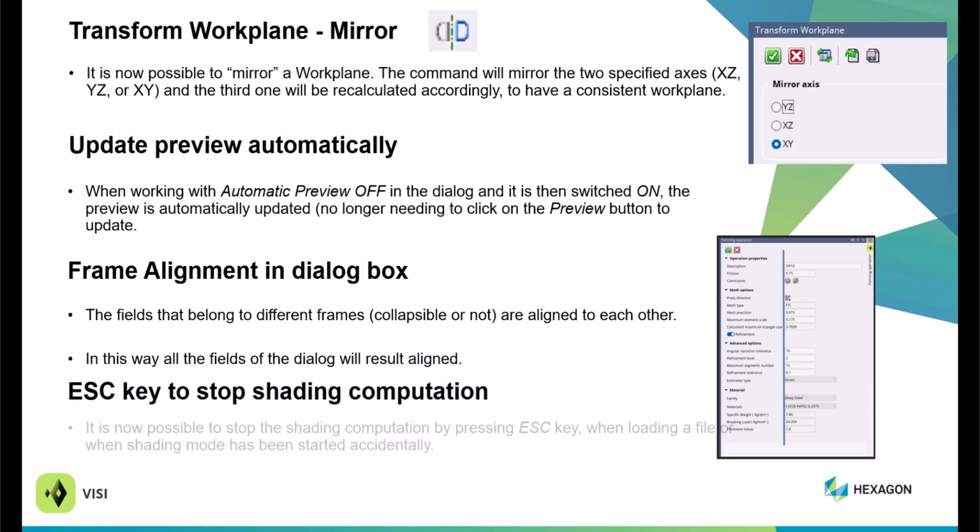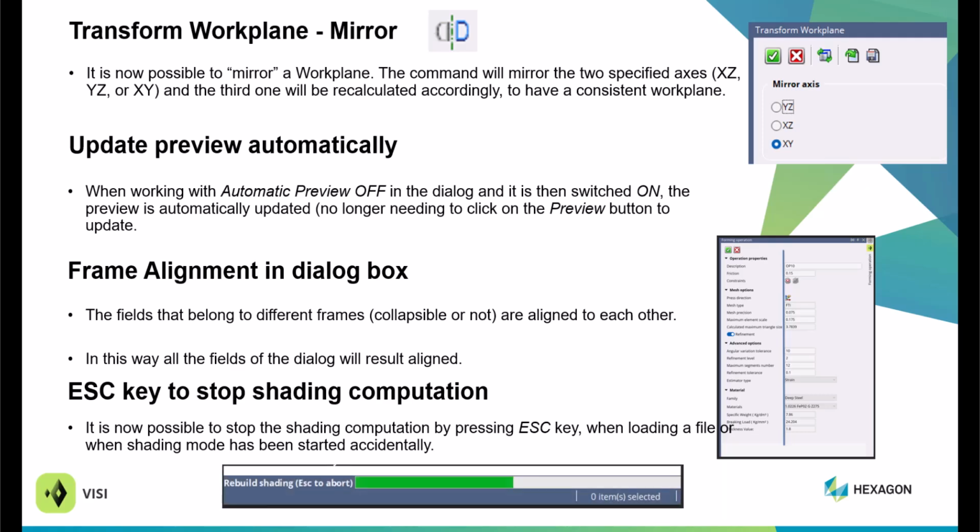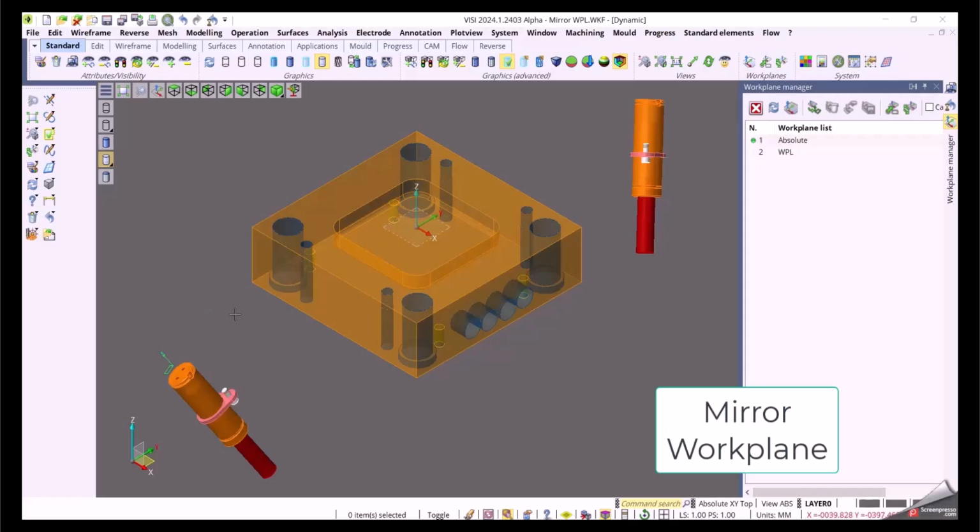And the escape key will stop a shade computation. So if you hold the escape key, it will prevent the shading from happening. This will allow you to speed things up if you accidentally bump the button.